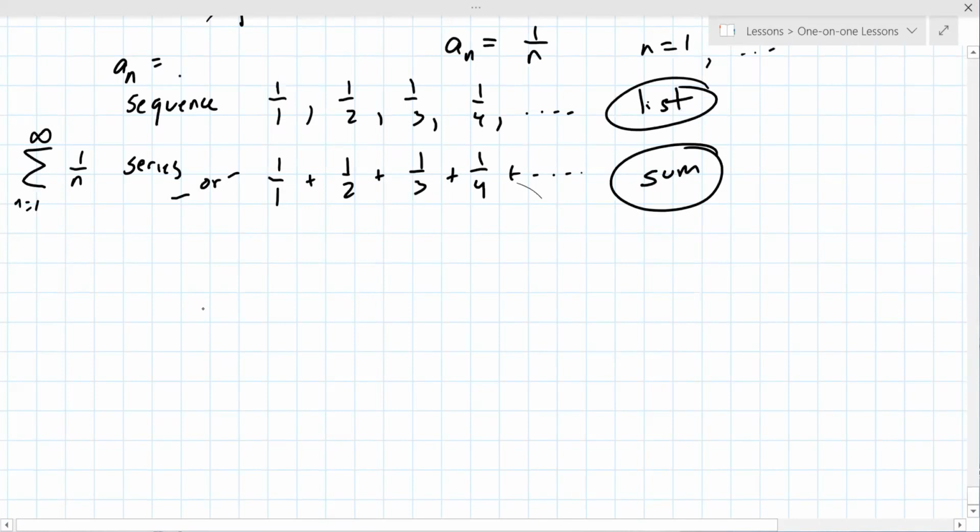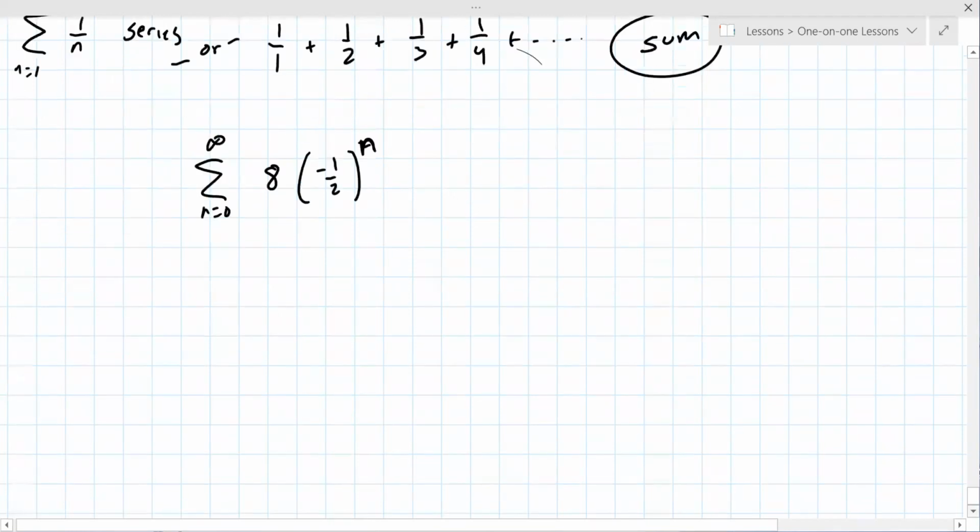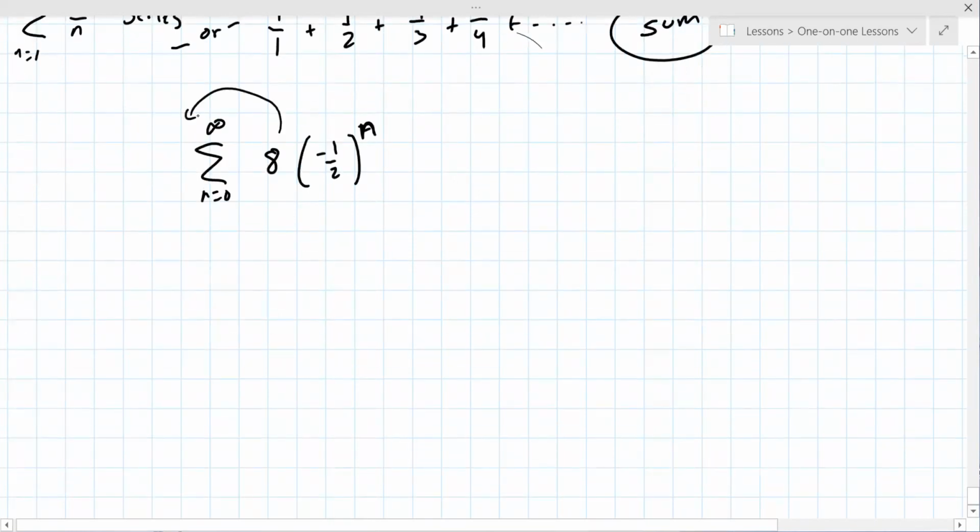It goes to infinity, sigma n equals 0, and then the function is 8 times negative 1/2, and that negative 1/2 is to the n, not to the power of second. So we're going to use some of the properties we talked about earlier. This 8 can come out. This is sigma 8 times sigma n equals 0 to infinity of negative 1/2 to the power of n.